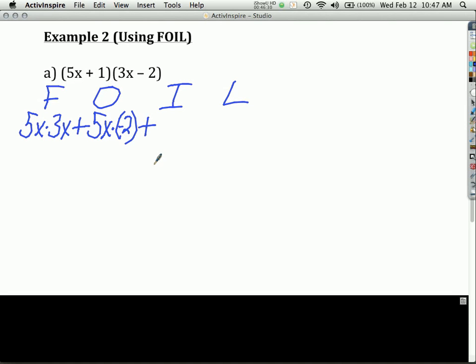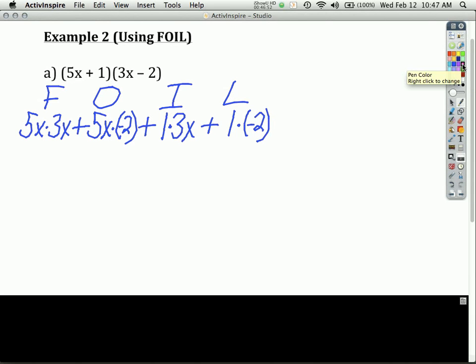Plus, what are the I's? What are the I's, Zabari? Very good. 1 and 3x. And what are the L's? What are the L's, Ania? 1, negative 2. So simplify, which we've just gotten very good at. I mean, we've done 5 of them already. So we should be able to do this quickly.